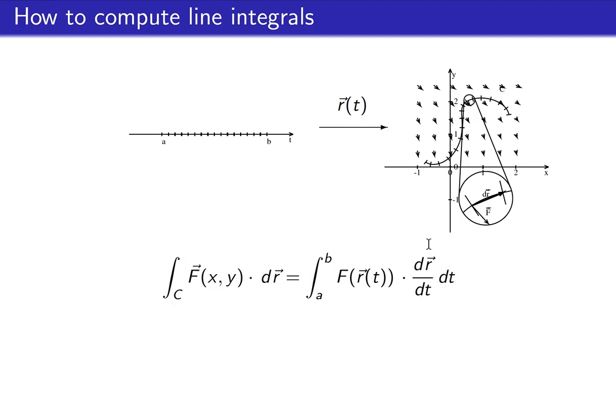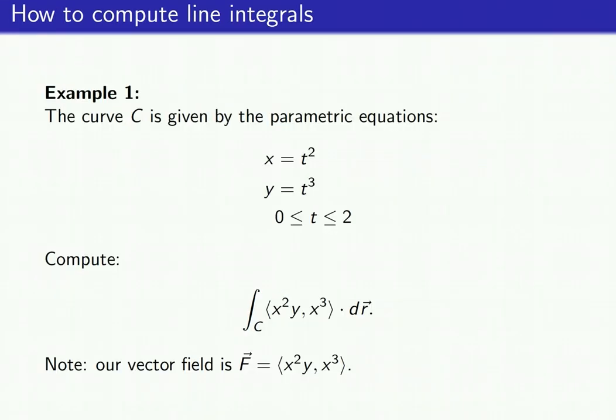But dr dt is just the derivative of this vector valued function. And then you take the dot product, and then this is just an ordinary integral. All right, so let's look at an example. Now let's consider this curve here, given by these parametric equations: x equals t squared, y equals t cubed. T goes from 0 to 2. And let's say we have to compute this line integral, a line integral on this curve C of f dot dr. Here the vector field is x squared y comma x cubed. So that's our vector field, dotted with dr.